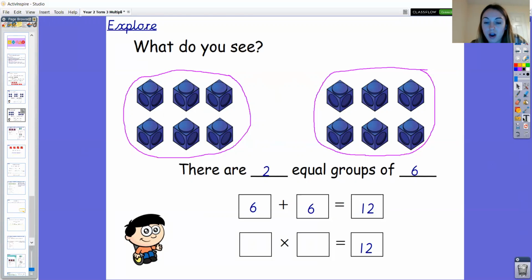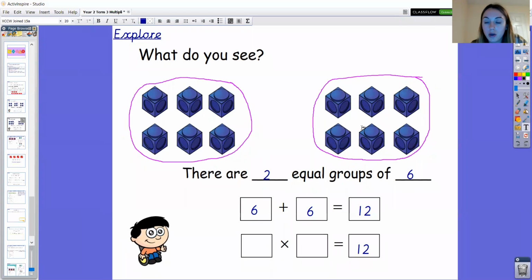Well done, Year 2. So I can see that there are 2 equal groups. So there are 2 lots because there are 2 equal groups. So there are 2 lots of, how many cubes are inside each group? Well done, Year 2. There are 6 cubes inside each group. So 2 lots of 6 equals 12.